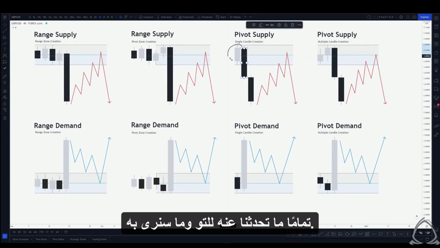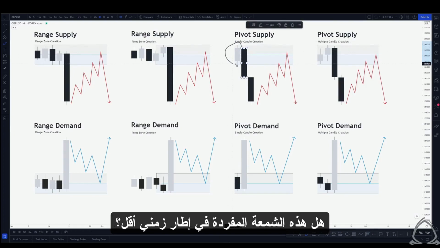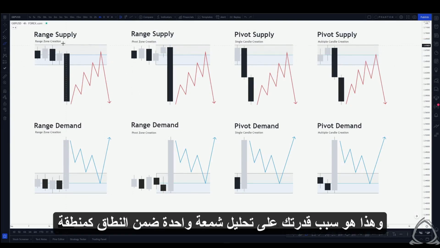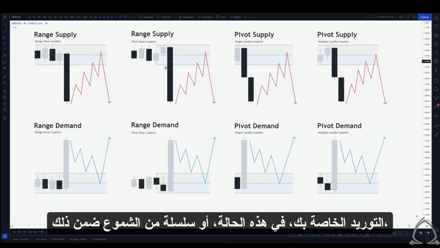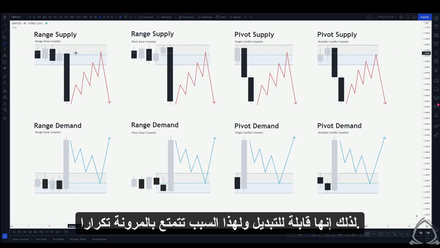And what we would see within this candle as well, just to drive the point home a little bit more, is this single candle on a lower time frame, more specifically, is likely a range as well. And this is why you're able to factor in a single candle on a range as your supply zone in this case, or a series of candles within that, because this in itself is a pivot and this in itself is a range. So they are interchangeable, and that's why you do have the flexibility.